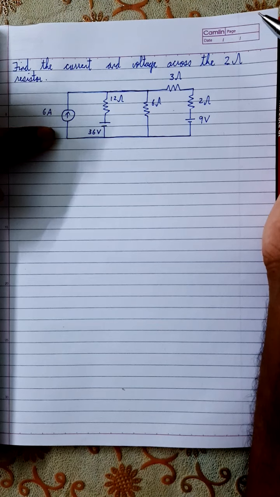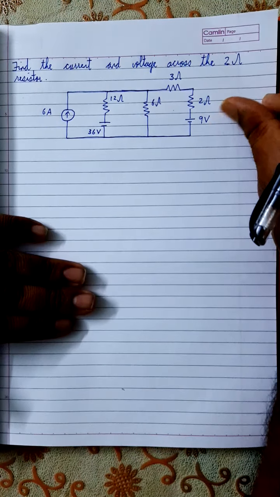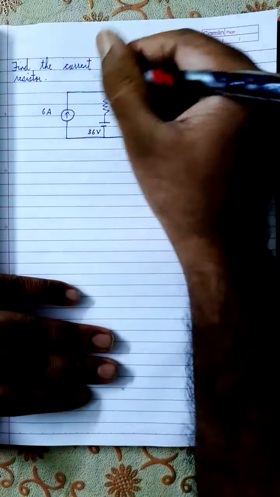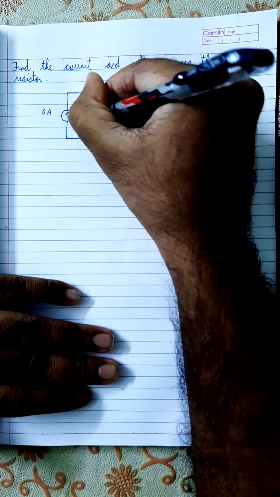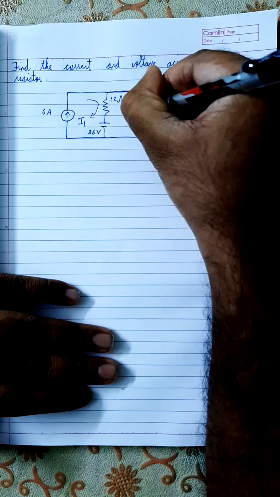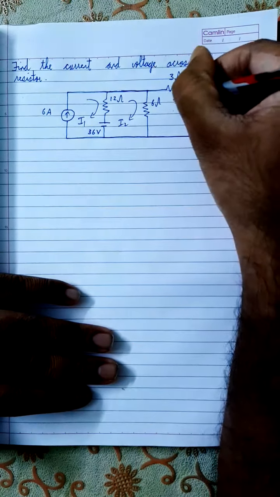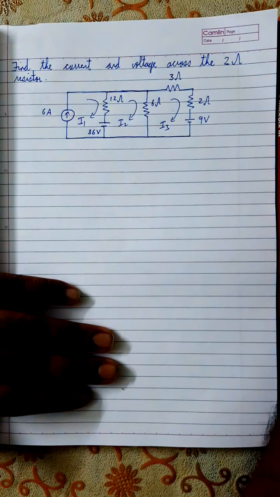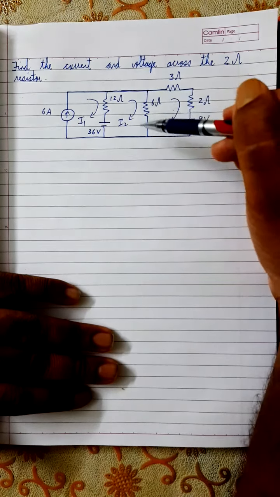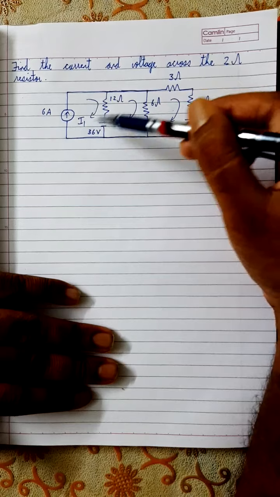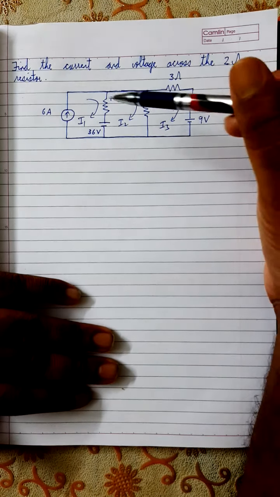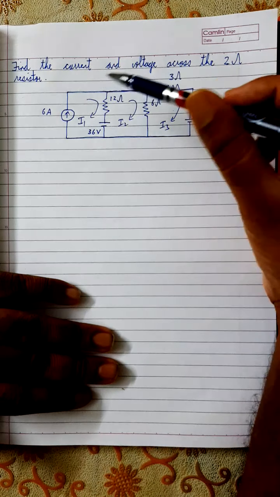As usual, this question is mesh analysis, right? So I will mark the three meshes and the three different currents: I1, this is mesh 2 and this is current I2, and this is mesh 3 and this is current I3. Since you know the mesh currents, you can predict the name of the current across any branch.